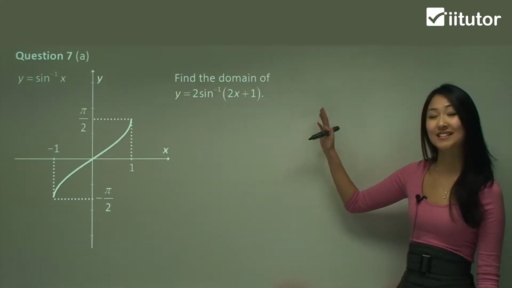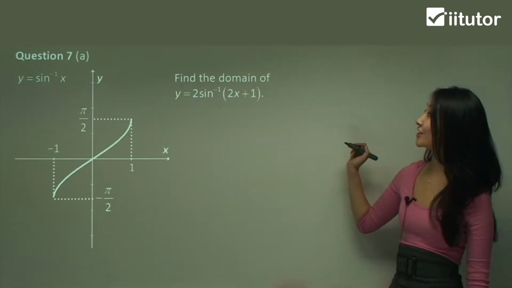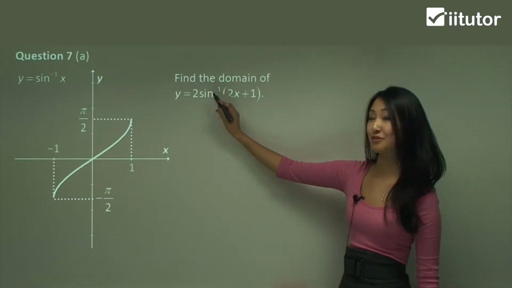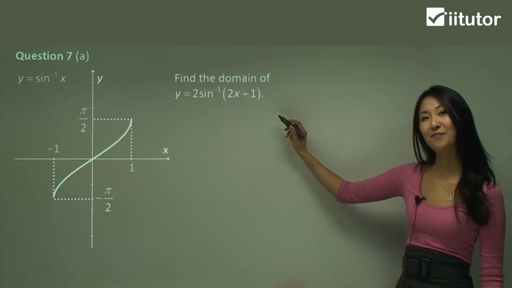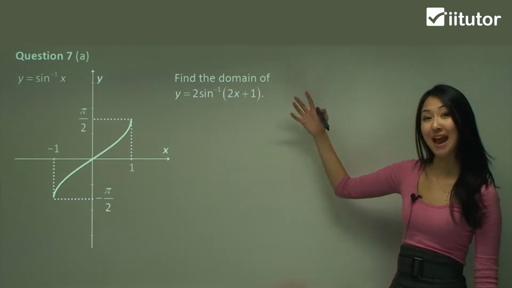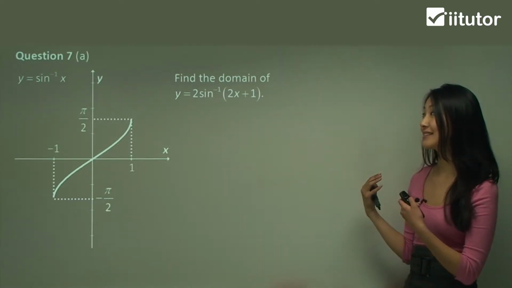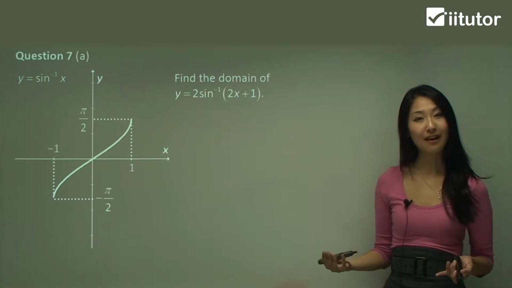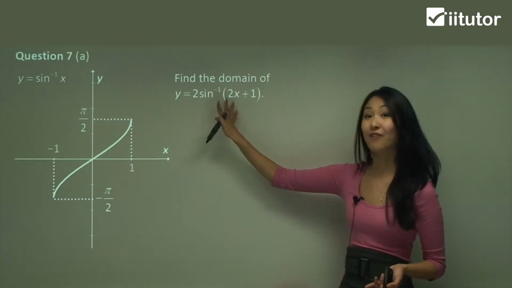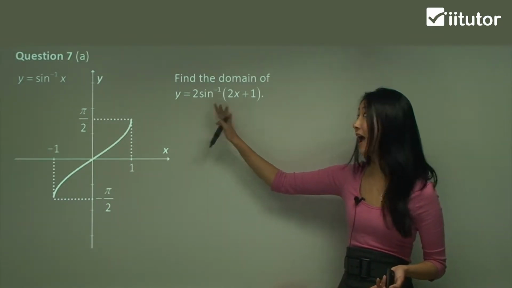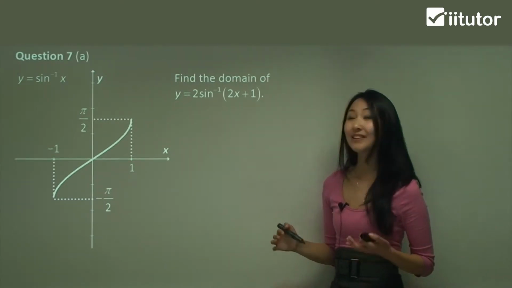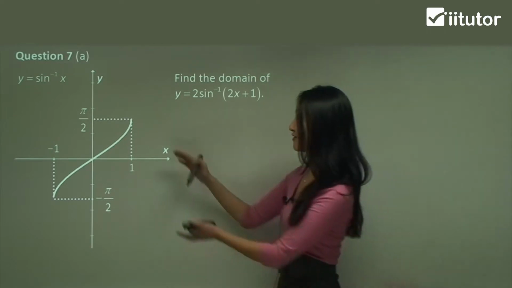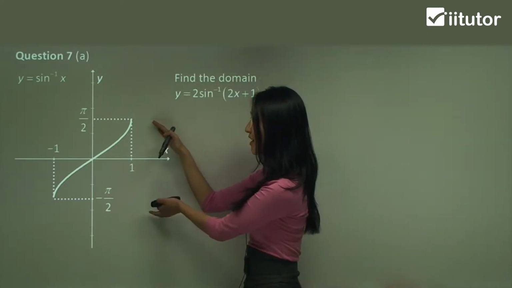So here in question 7, we've been given this function of y equals 2 times the inverse sine of 2x plus 1. And we've been asked to find the domain and then the range of this. What we want to explore here is what happens to the domain and range when we alter the function of inverse sine. Before we do that, let's go back and have a look at the original inverse function.